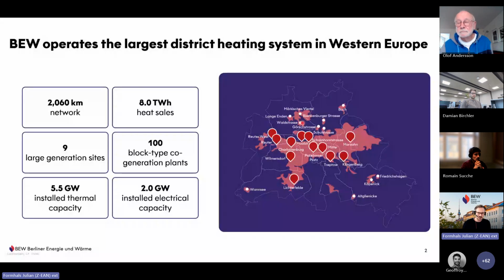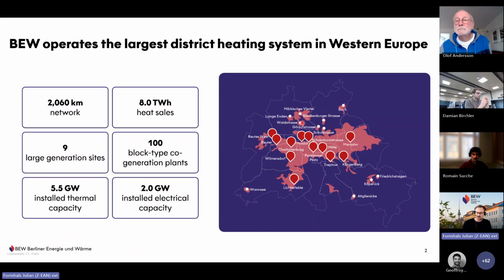But a quick introduction on our company. The BEW operates the largest district heating system in Western Europe. We have roughly 2,000 kilometers of district heating network, about 8 terawatt hours of heat sales, which supplies around 1/3 of the Berlin inhabitants with heat. We have 9 large generation sites with combined heat and power, but many more smaller ones, and installed capacity of about 5.5 gigawatt thermal plus 2 gigawatt electrical capacity.